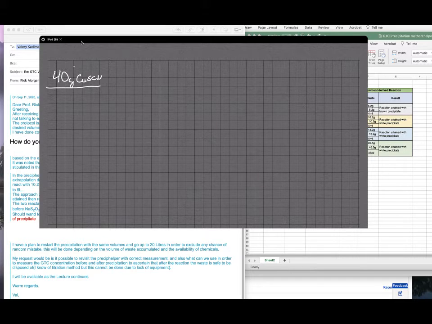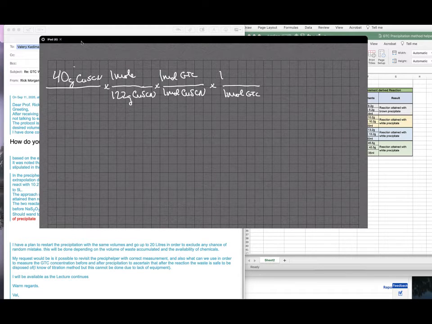Then you said that is 162, or actually, not 162, 122. It's 122 grams of the precipitate for 1 mole of the precipitate. It's a nice easy ratio. And the reaction is with 1 mole of GTC. That's how we get it. Then we say that the 1 mole of the GTC is 118 grams of GTC.